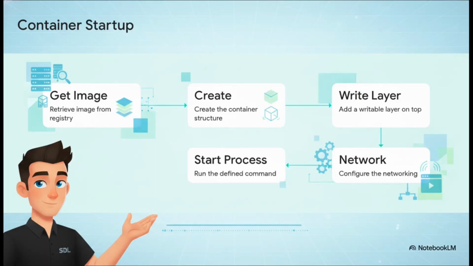All right, so we have our image built and optimized. What exactly happens behind the scenes when you open your terminal and actually type docker run? Well, first, the Docker engine retrieves the image. Second, it creates the isolated container structure. Third, it adds a thin, temporary writable layer on top of that read-only image so the app can actually function.